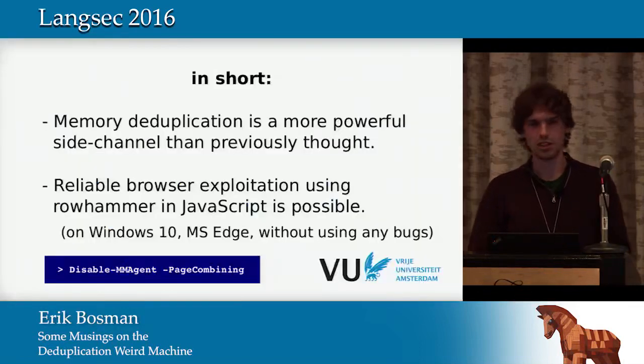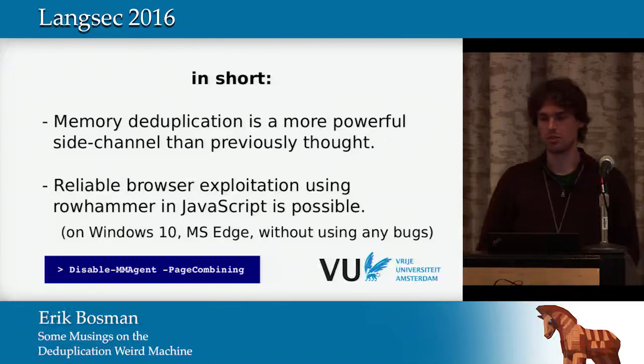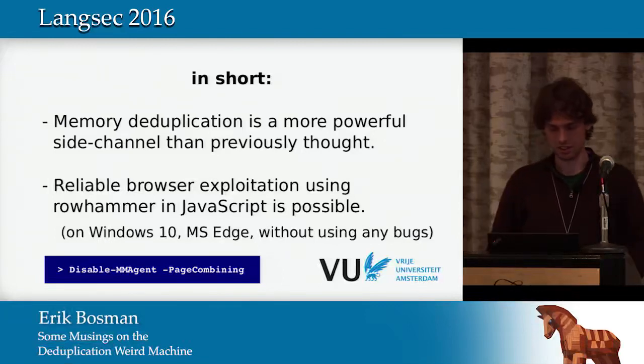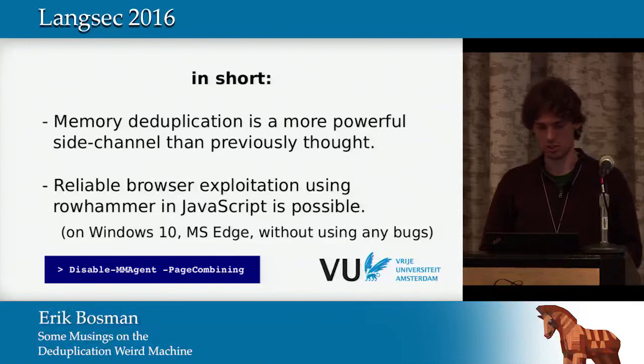The main thing to bring back is, I guess, that memory deduplication is a bit more powerful than a 1-bit side channel, and yeah, browser exploitation using rowhammer is possible.